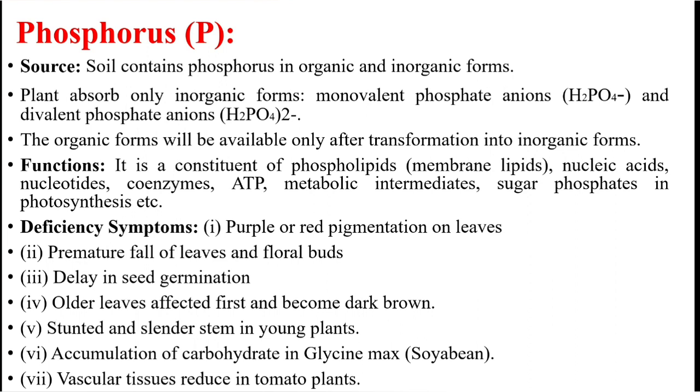And what are the deficiency symptoms of phosphorus? Purple and red pigmentation on leaves, premature leaf fall and floral bud fall, delay in seed germination, older leaves affected first and become dark brown in color, stunted and slender stem in young plants, then accumulation of carbohydrates in Glycine max, soybean, then vascular tissues reduced in tomato plant.